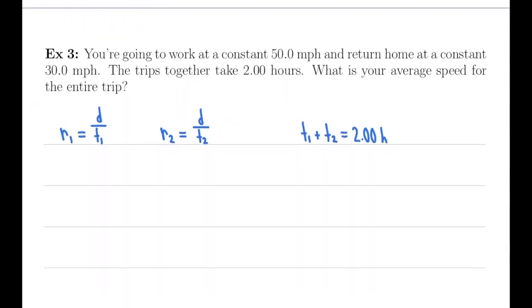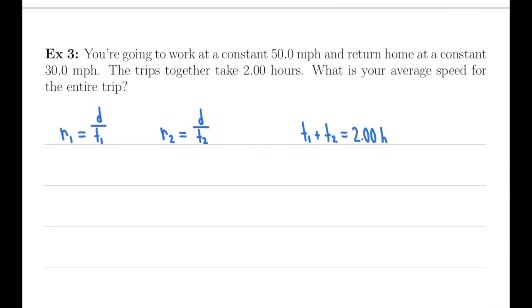So we don't know the distance from work to home and home to work. We don't know the time it took for each trip. We just know the total is 2 hours. So we got three unknowns. We don't know D, we don't know T1, we don't know T2. And we got three equations. So can we solve this? Yes, we can.